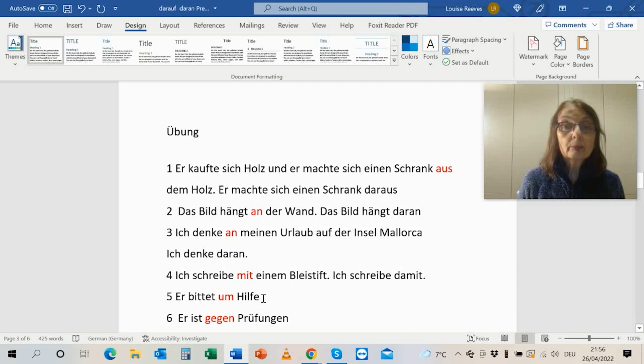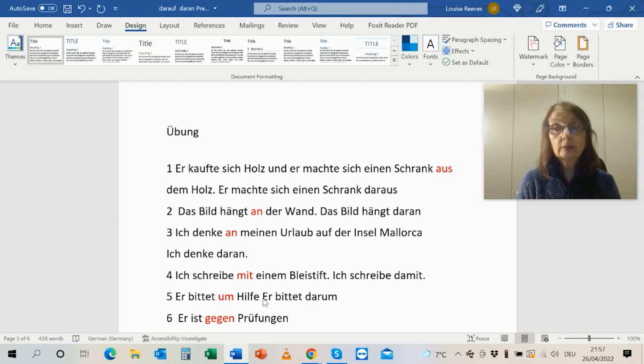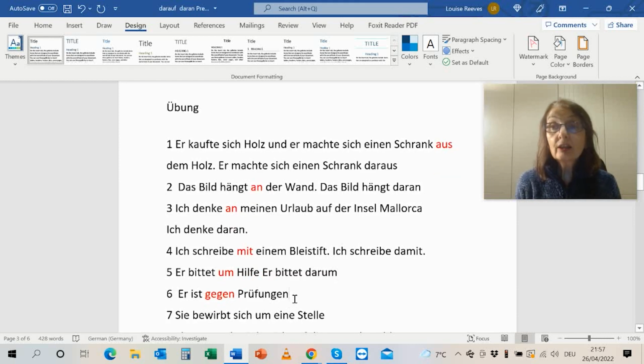Next one. Bittet um Hilfe. He's asking for help. Bittet darum. He's asking for it. I have to put the r in there. Why? Because of the two vowels. Ist gegen Prüfungen. He's against exams. So then, ist dagegen. No reason for an r there again, because G is not a vowel.